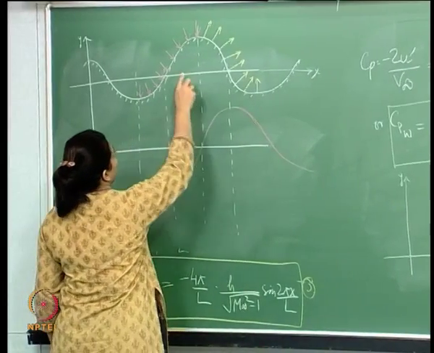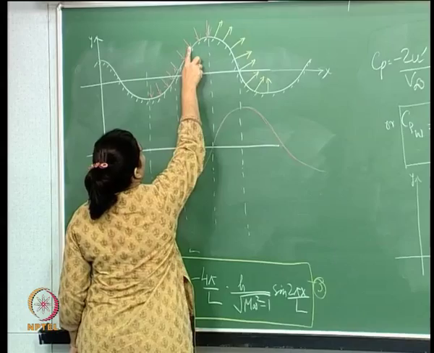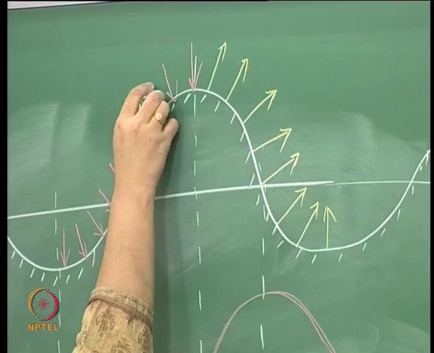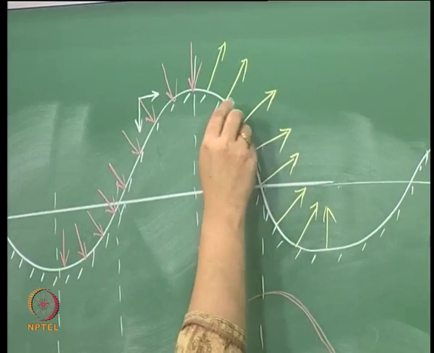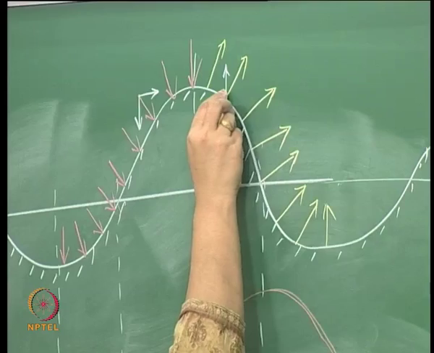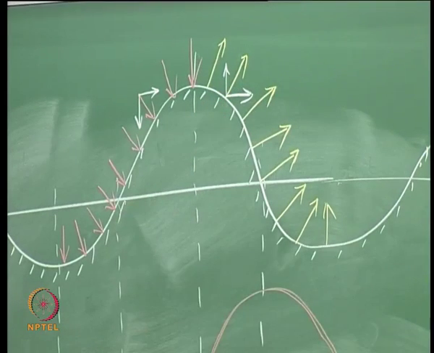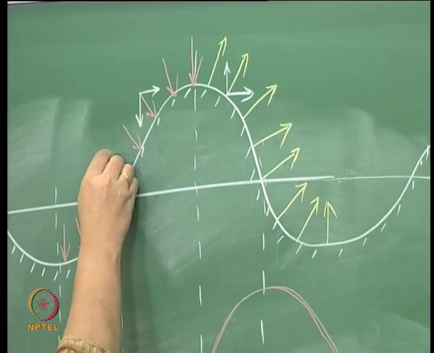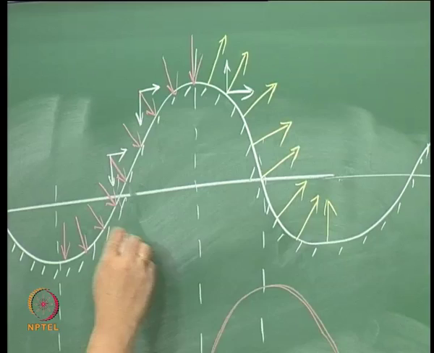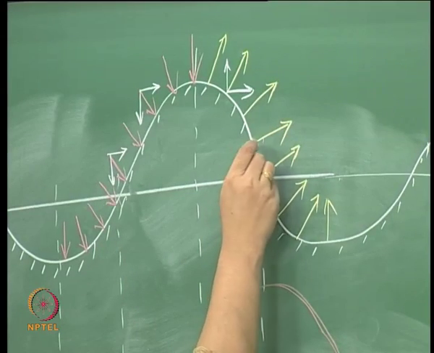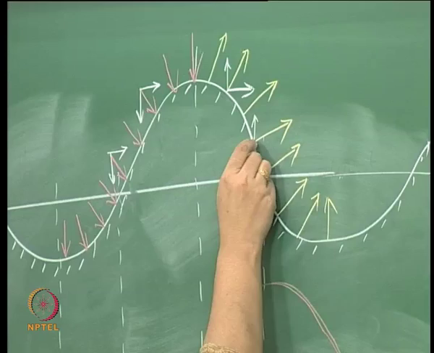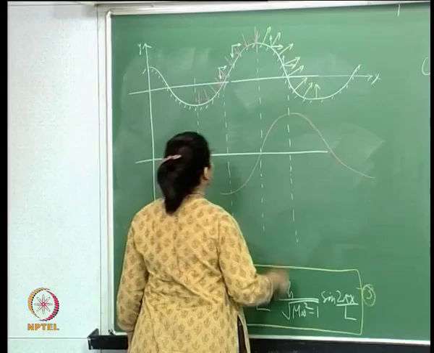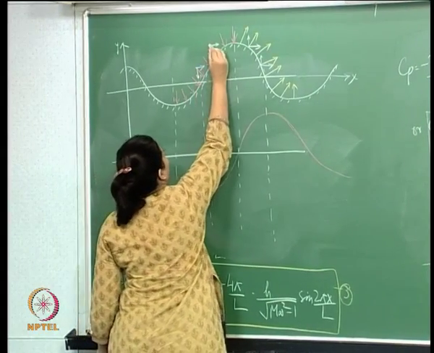Now if you look at this over here, let us take, say, this and this velocity vectors. Sorry, the pressure vectors. If I look at this, I get this. And if I look at this, I get this. Let's take another one: this and this. What do we see from here?